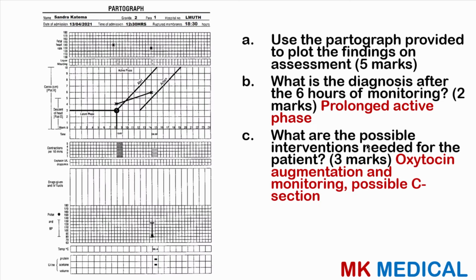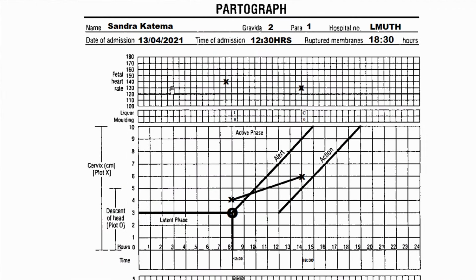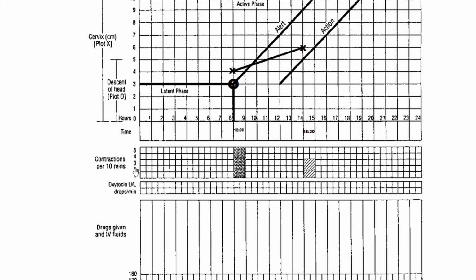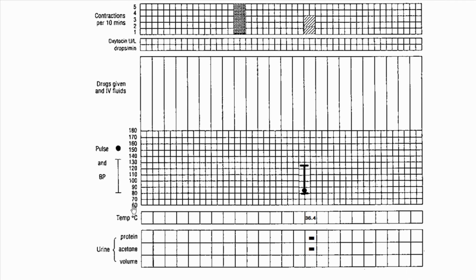And here comes the answer. So I will zoom this a little bit so that we can follow through each and every single section of this partograph. So above here, you have your demographics. Here you have the fetal heart rate, you have the liquor and molding, you have the cervical dilatation here in centimeters, descent of the head, you have contractions of the uterus, you have oxytocin, international units per liter, as well as drops per minute, drugs that are given in IV fluids, you have the maternal pulse and BP, you have the maternal temperature, you have the urinalysis findings here, the proteins, acetone, and the volume of the urine.